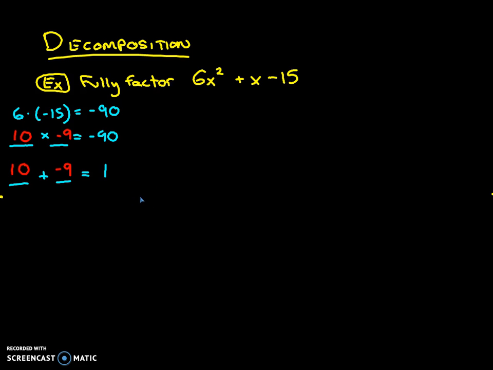Now, it's kind of intuitive. They multiply to a negative, so that tells us that one of them was negative. They add to a positive, that tells us the bigger one is the positive.